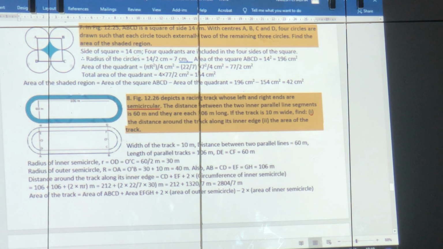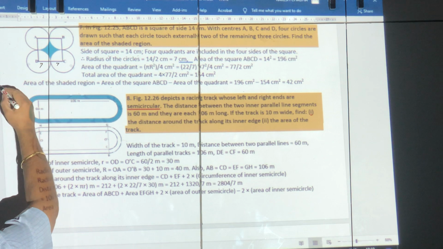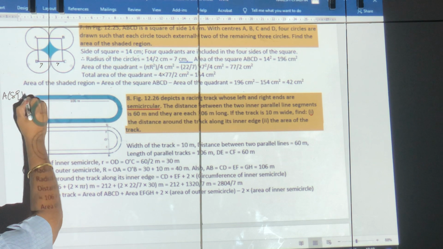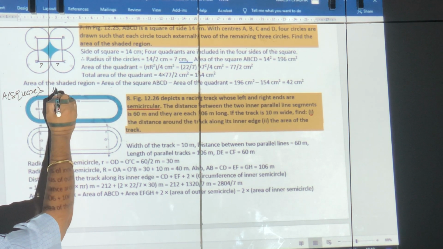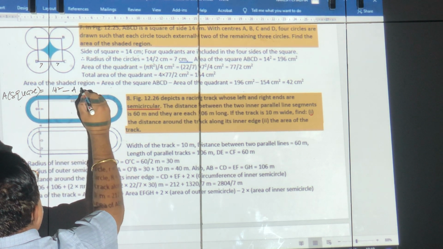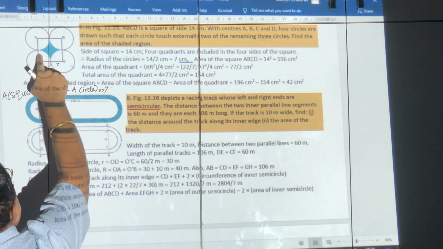Look at this diagram again. Now, 4 circles are drawn. ABCD is a square, which you can see in the diagram. 4 circles are drawn. Each circle touches the remaining 3. Find the area of the shaded region. The square is 14. The radius is 7, my friend. 7 and 7. So, how do I find the area? Area of the square is 14 square, my friend, side square, minus the area of a circle with radius 7. Wow. So, 4 pieces will become 1 circle.